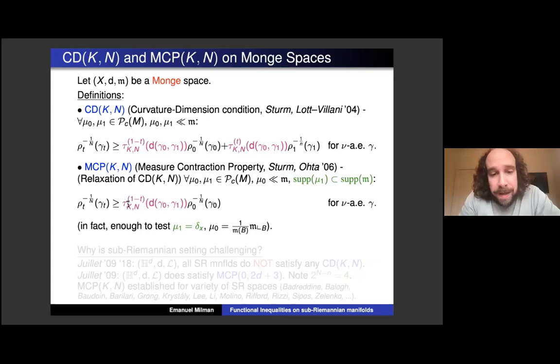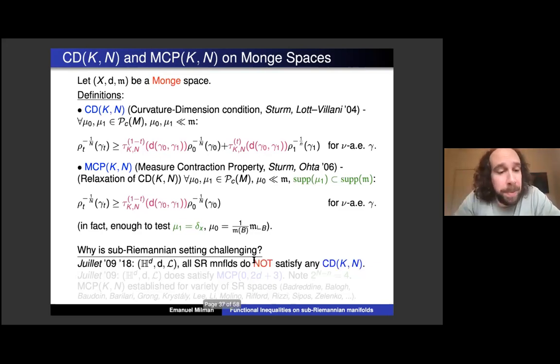And now finally, I can tell you why the sub-Riemannian setting is more challenging than its Riemannian counterpart. This goes back to the PhD thesis of Julien, who showed this first for the Heisenberg group, but then extended his result to all strictly sub-Riemannian manifolds. And he showed that these never satisfy any CD(K,N) condition for any value of K, for any value of capital N. So this beautiful Lott-Sturm-Villani theory can never be applicable to the sub-Riemannian setting. So we cannot use it. That's the bad news.